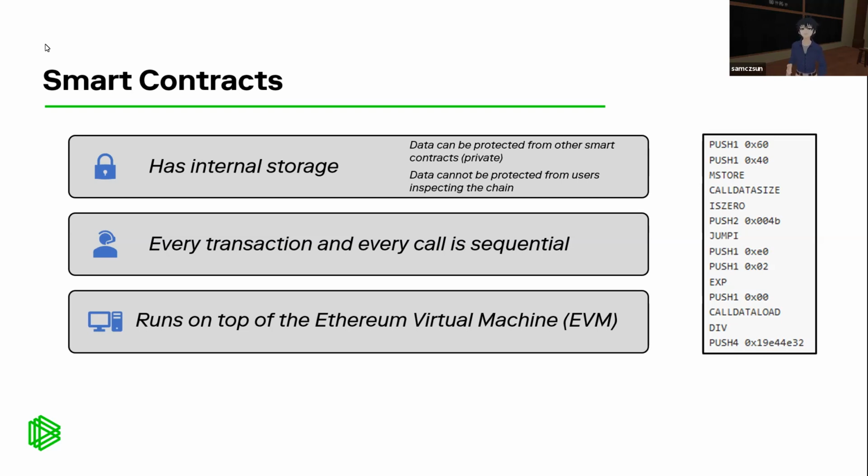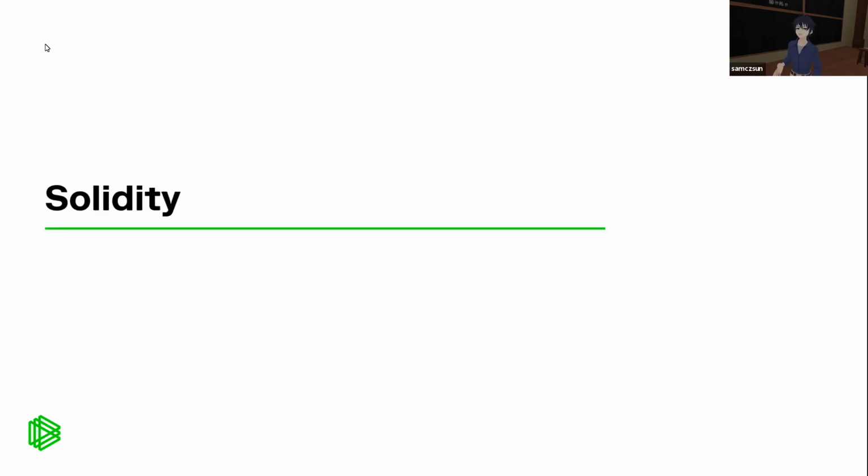And of course, smart contracts run on top of the EVM. On the right there, you can see a disassembly of a smart contract. You can imagine that writing a whole program in this assembly language would be pretty stressful. And so fortunately, people have written higher level languages which compile down to the EVM assembly. One of these being Solidity.